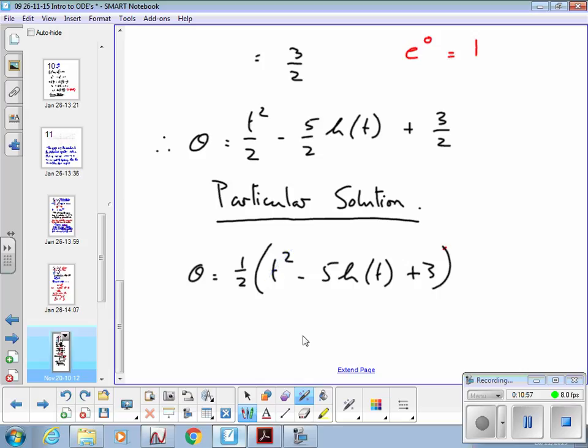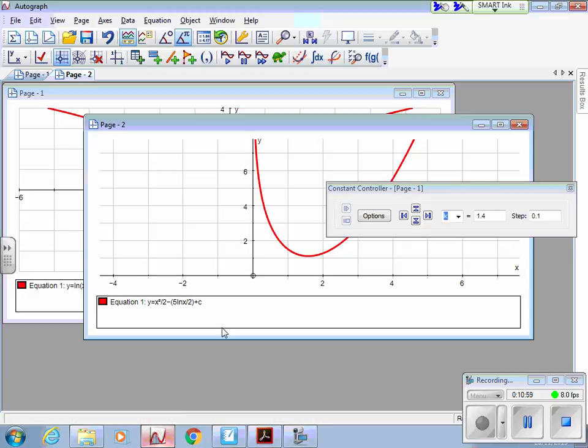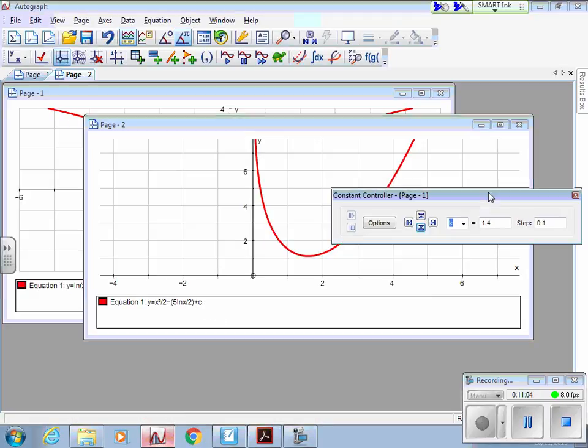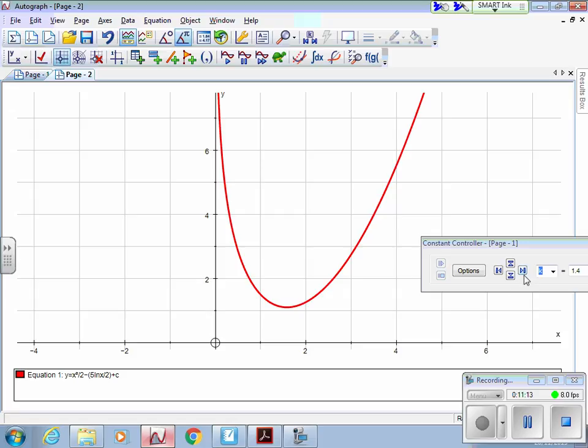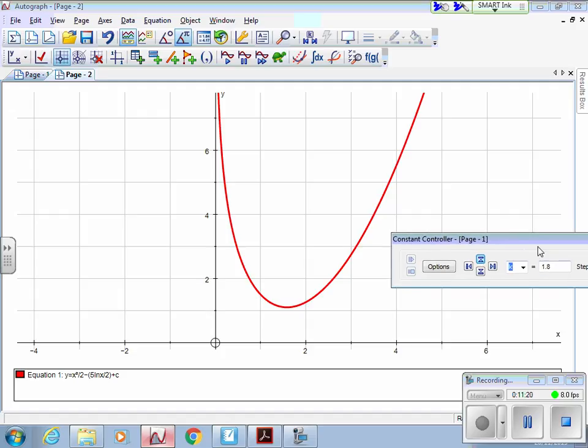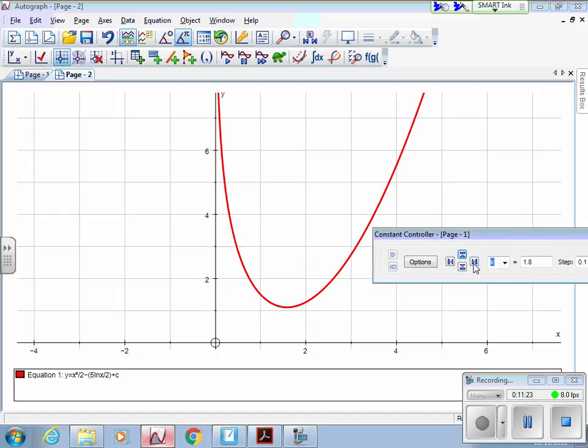And if I plot it on autograph, which I did earlier, here it is, and plotted the general solution, it looks like that. And so we can see problems start when it starts to approach 0. If I look at the constant controller again, what happens if I change the value of c? Let's increase the step size a bit. Oh, sorry, yes, see, what's going on here?